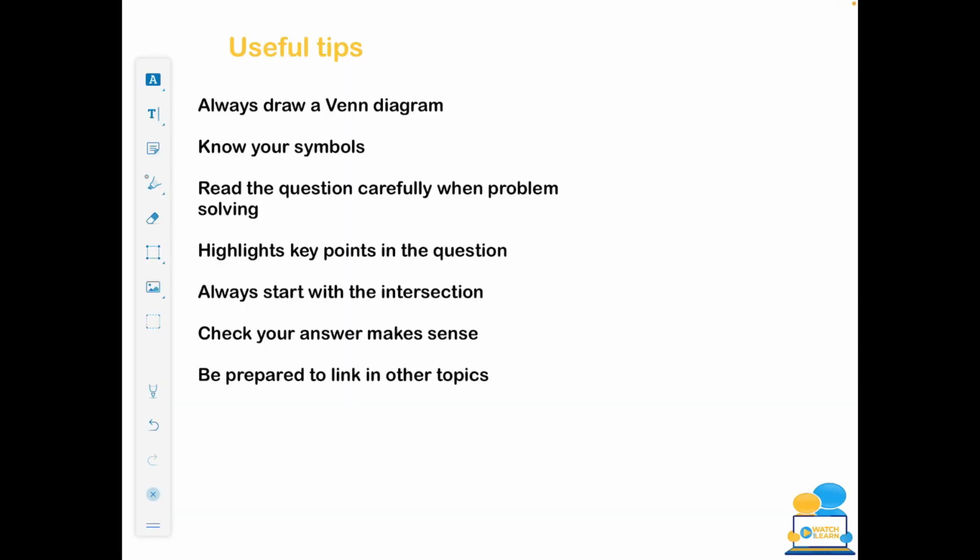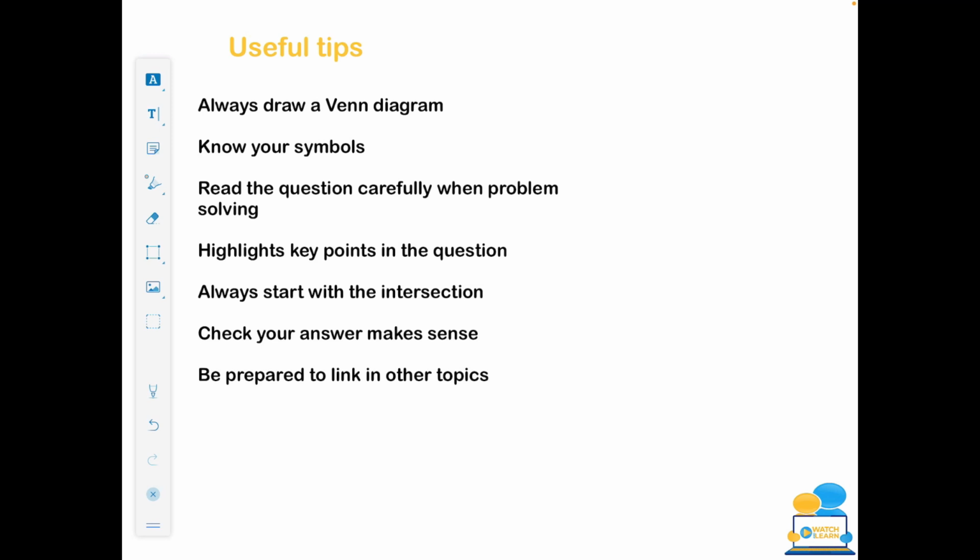Now, we're nearly finished. The last thing I want to leave you with is some useful tips. When it's a set question, even if it does not ask you to, make sure you draw a Venn diagram, because the questions are always easier to answer when you have a Venn diagram drawn. Know your symbols. They may not tell you what they mean in the exam, so they may just say A intersection B with the symbol. You need to know that means intersection.